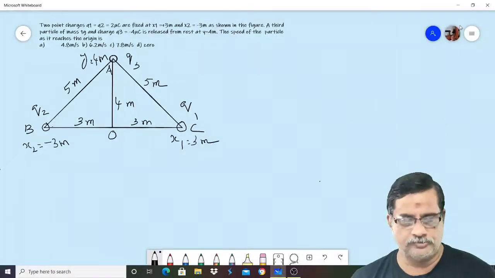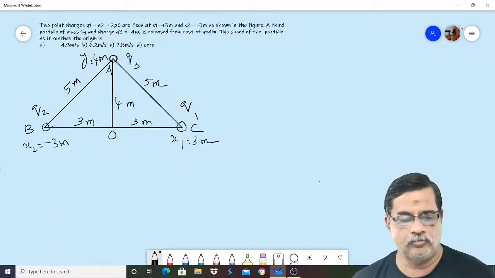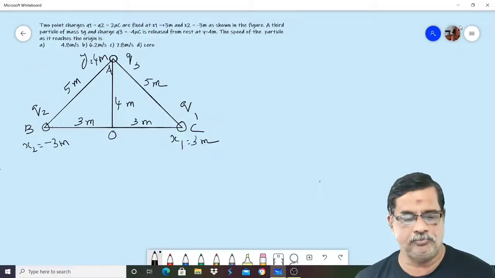Here two point charges, q1 equal to q2 equal to 2 microcoulomb, are fixed at x1 equal to plus 3 meter and x2 equal to minus 3 meter. As shown in the figure, a third particle of mass 1 gram and charge q3 equal to minus 4 microcoulomb is released from rest at y equal to 4 meter. The speed of the particle as it reaches the origin is.